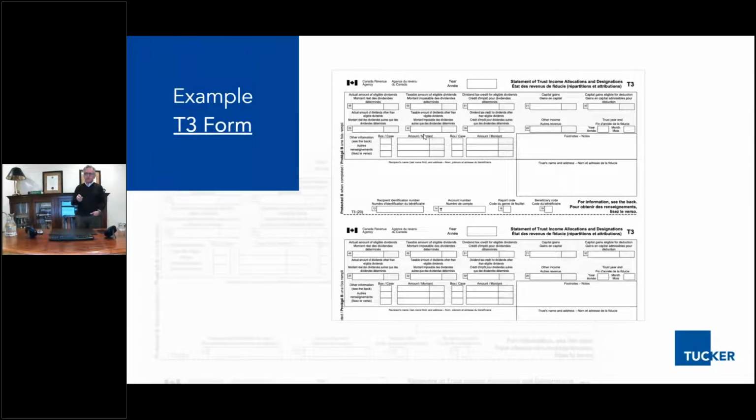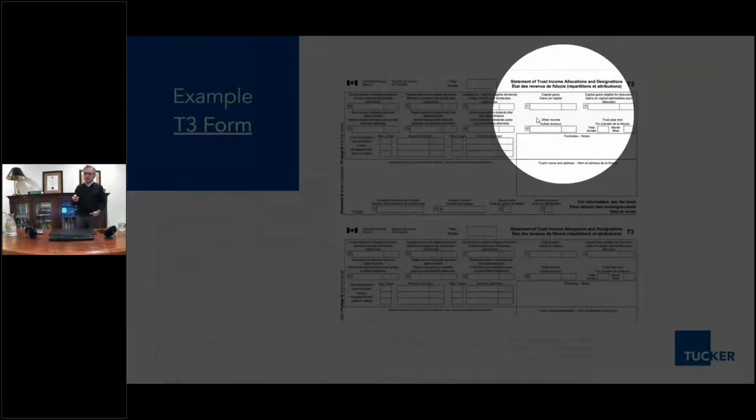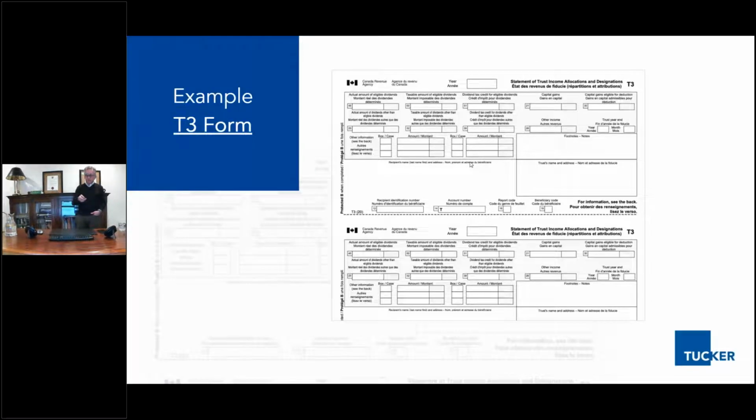Why am I telling you that? It means we can't complete your tax return until we've waited until March 31st, because you may have some income from dividends, capital gains, or things like that. So that's a T3 slip.